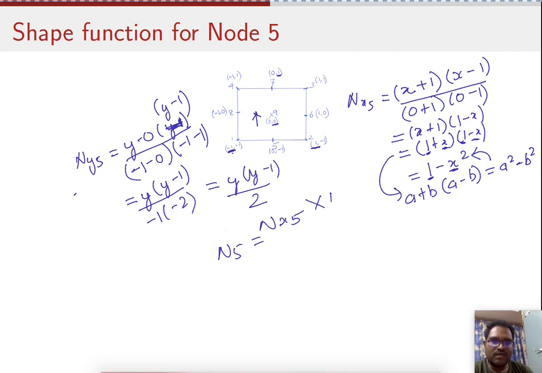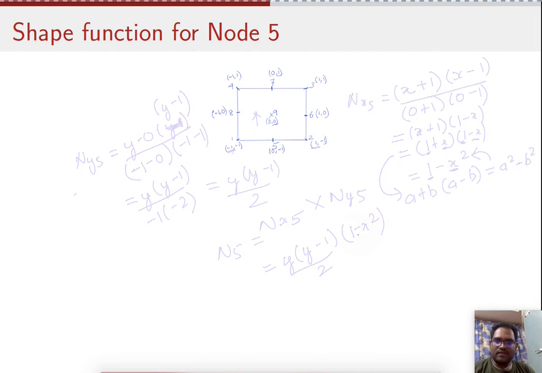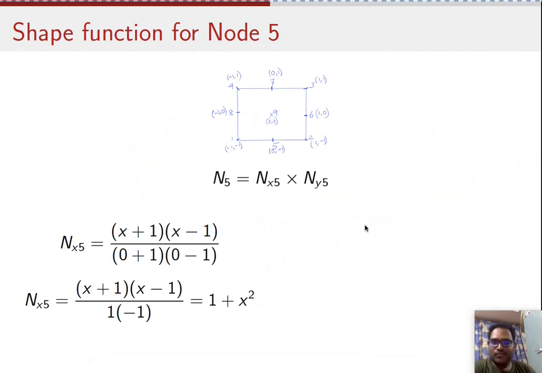So n5 is nx5 times ny5. So now you can find out what is the value, which is y into y minus 1 divided by 2 into 1 minus x square. So this you can find it out as simple as that. So this is what we have seen, or this is what I have written down.